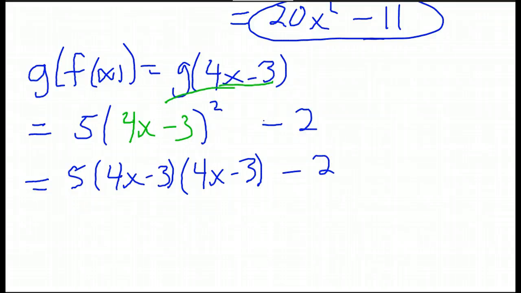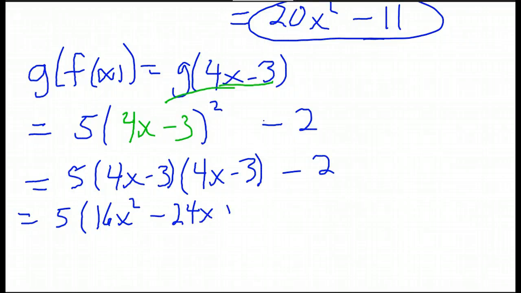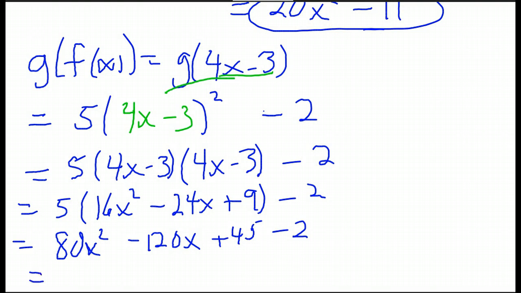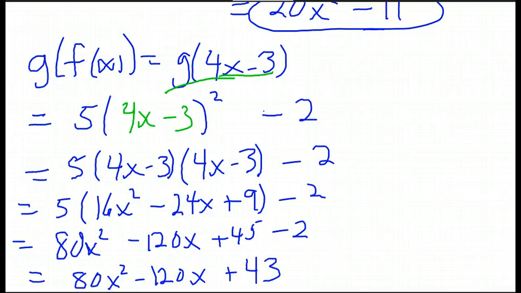We're going to multiply each term in the first polynomial by each term in the second, and then add the results. We get 16x squared. Okay, and then we get negative 12x on the outside and on the inside, giving us a total of negative 24x plus 9 minus 2. Now distribute the 5 through, clean it all up. We get 80x squared minus 120x plus 45 minus 2. And then lastly, just add the numbers. Our constant terms are the only ones we can combine. We get 80x squared minus 120x plus 43 is our final answer there.